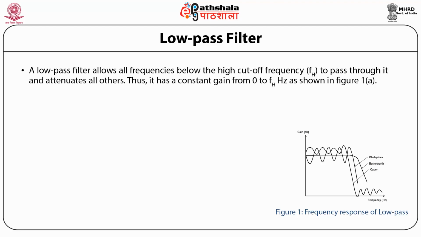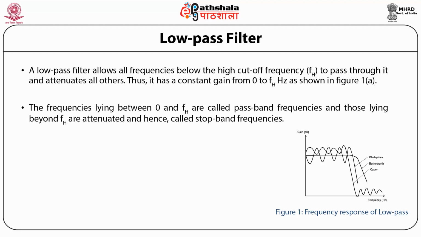At FH, the gain reduces by 3 dB, and at frequencies F greater than FH, the gain decreases with increase in input frequency. The frequencies lying between 0 and FH are called passband frequencies, and those lying beyond FH are attenuated and hence called stop band frequencies.